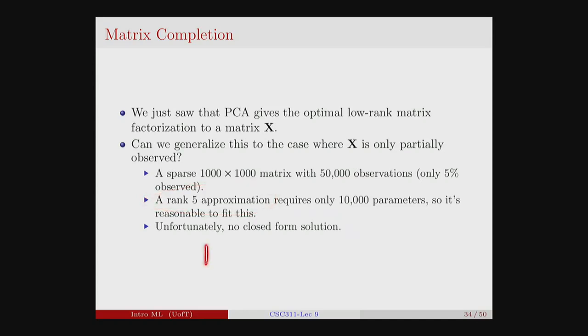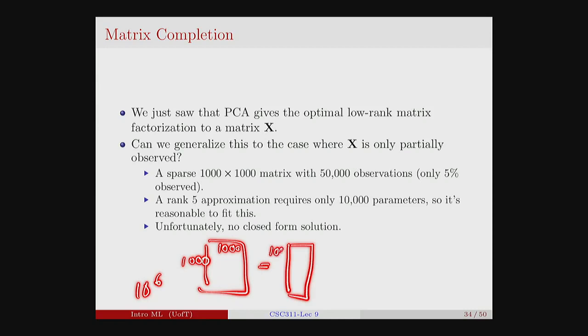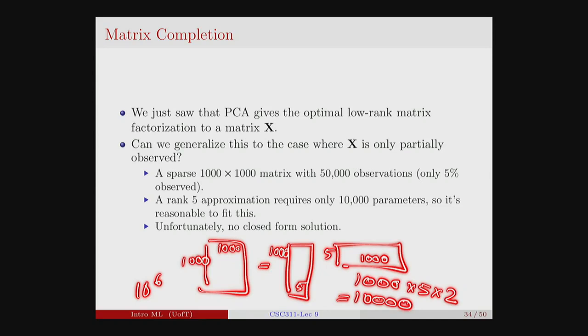If we had a 1,000 by 1,000 matrix, that's 10 to the 6 numbers in this matrix altogether. If we were to fit a 1,000 by 5 and a 5 by 1,000 matrix, then in total we'll have 1,000 times 5 times 2, which is equal to 10,000 numbers on the right-hand side. So it seems reasonable for us to think about a low-rank approximation to sparse matrices.